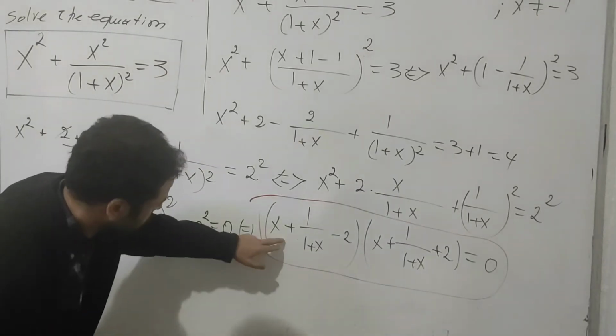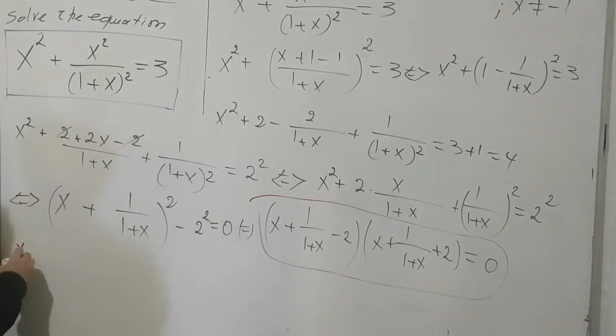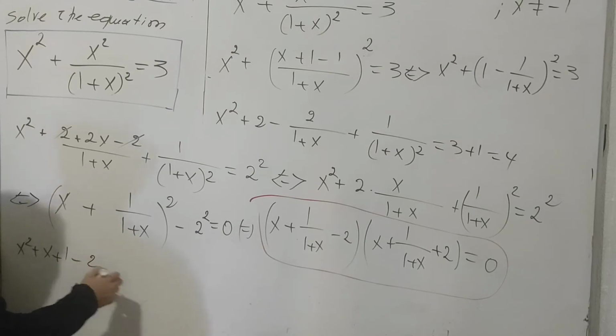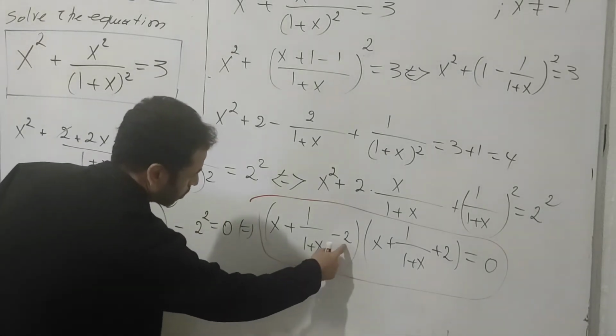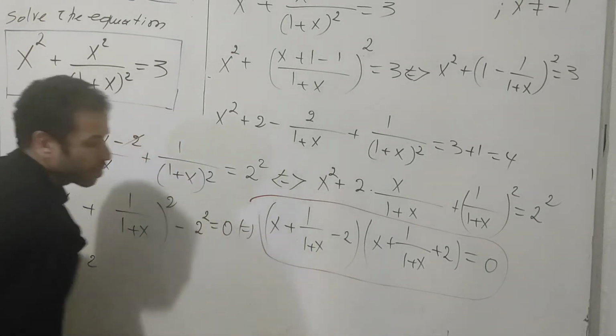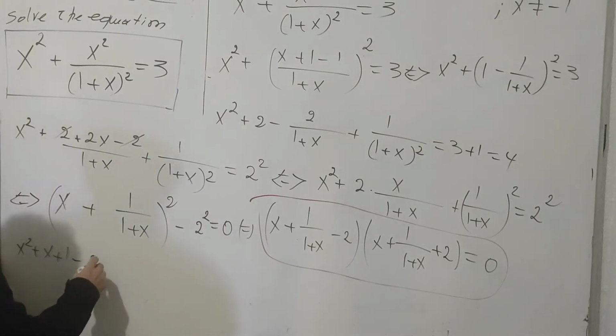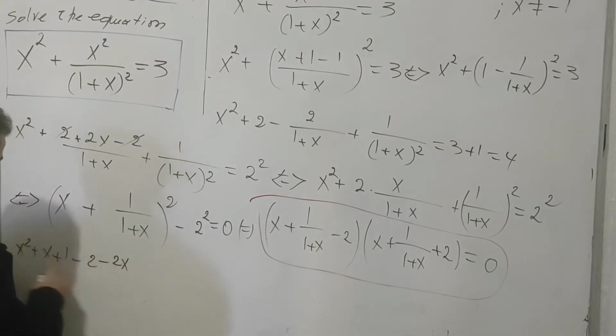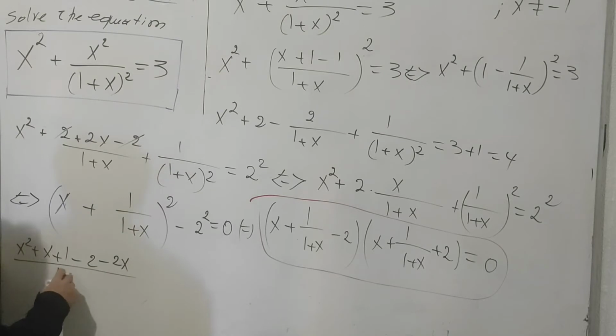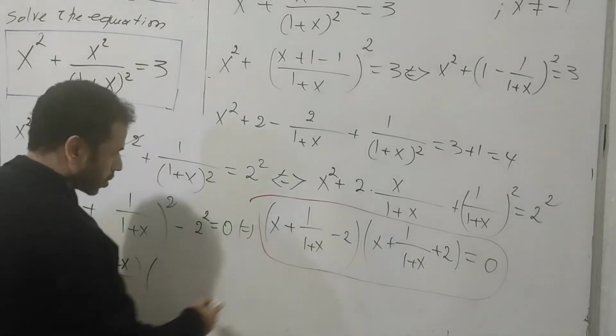So by distributing this one, I will get x squared plus x plus 1 minus 2. I'm going to multiply this one by this one in order to make the common denominator. I will get minus 2 minus 2x. The whole thing is divided by 1 plus x, and then is multiplied by another product.